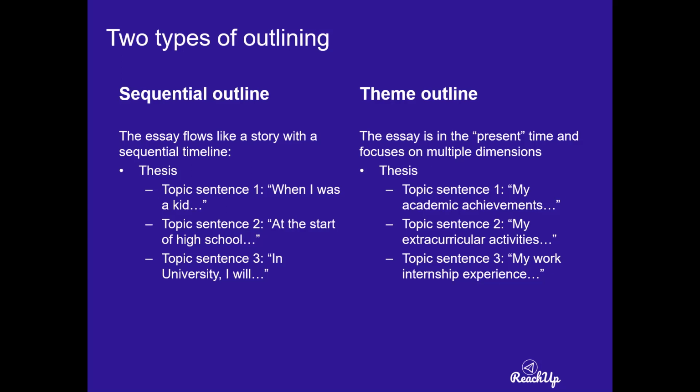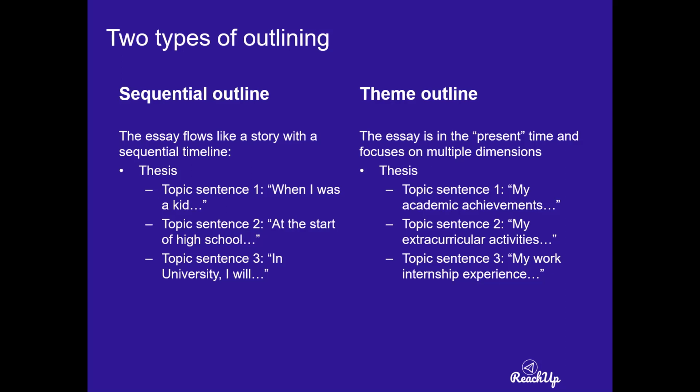Maybe it's a skill. So you might talk about how you picked up the trumpet or the saxophone as a kid, and how in high school you continued that, and how in university you want to continue to play it and eventually become a professional. That's just one example. The theme-based outline is more of a snapshot in time. So you're in the present and you're focusing on multiple dimensions in the present.